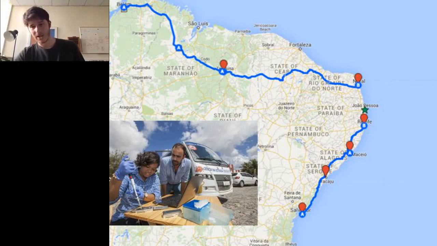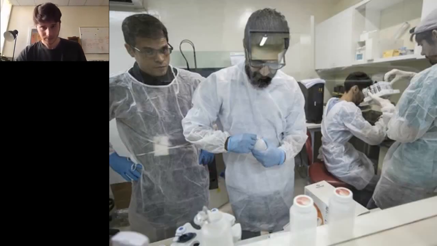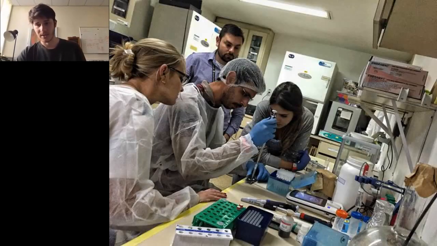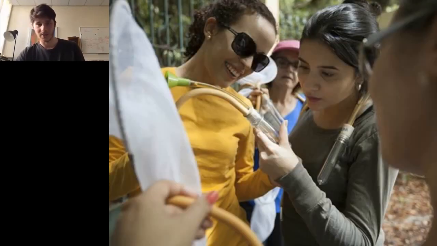But we did this journey by bus, and we stopped in the central public health labs of the federal states of all of these places. And when we got there, we pulled out the metadata, the samples, and we attempted to sequence them. You can see doing RNA extraction, PCR amplification, genome sequencing going on in the lab.